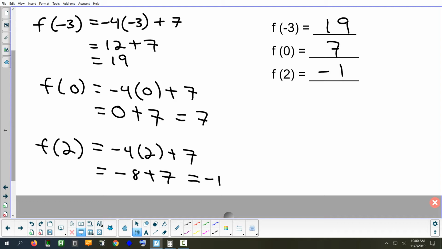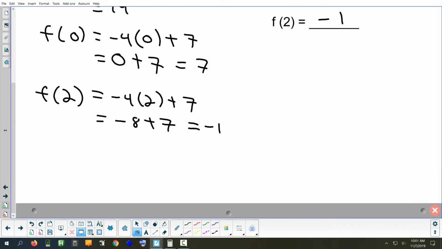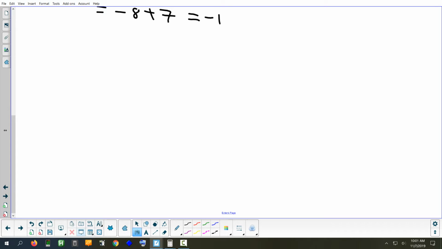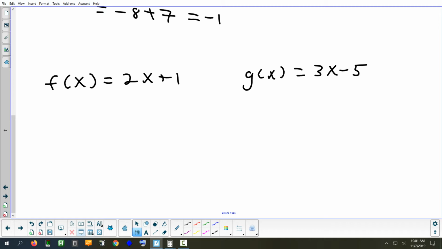Okay. So, another reason why you might want to give a function a name is, let's say I gave you this. F of x equals 2x plus 1. G of x equals, I don't know, 3x minus 5. And I said to you to do this: G of 2. So I want you to plug in 2.